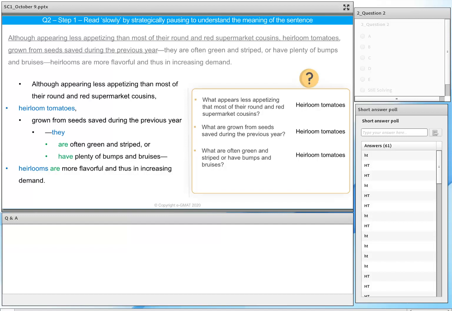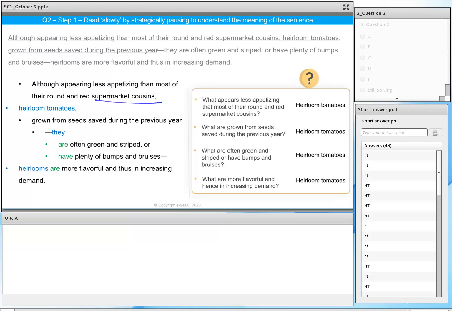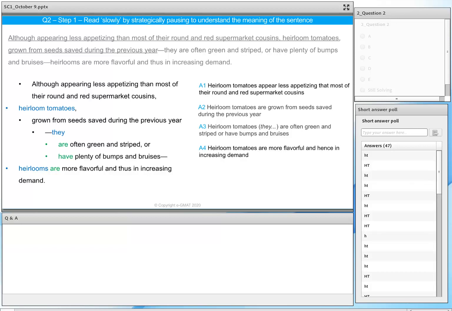All right. Let's move to my last question that I'm going to ask you from here. What are more flavorful and hence in increasing demand? And of course, the answer is heirloom tomatoes. All right. So this entire sentence is about heirloom tomatoes, but we do have some more description about the supermarket cousins, that they are round and red, but they look very fancy. But they are less flavorful compared to heirloom tomatoes. And because heirloom tomatoes are so flavorful, they are in increasing demand. Okay, so we understand the meaning of the sentence absolutely well here. So these are the few aspects that we took out while we answered those four questions.